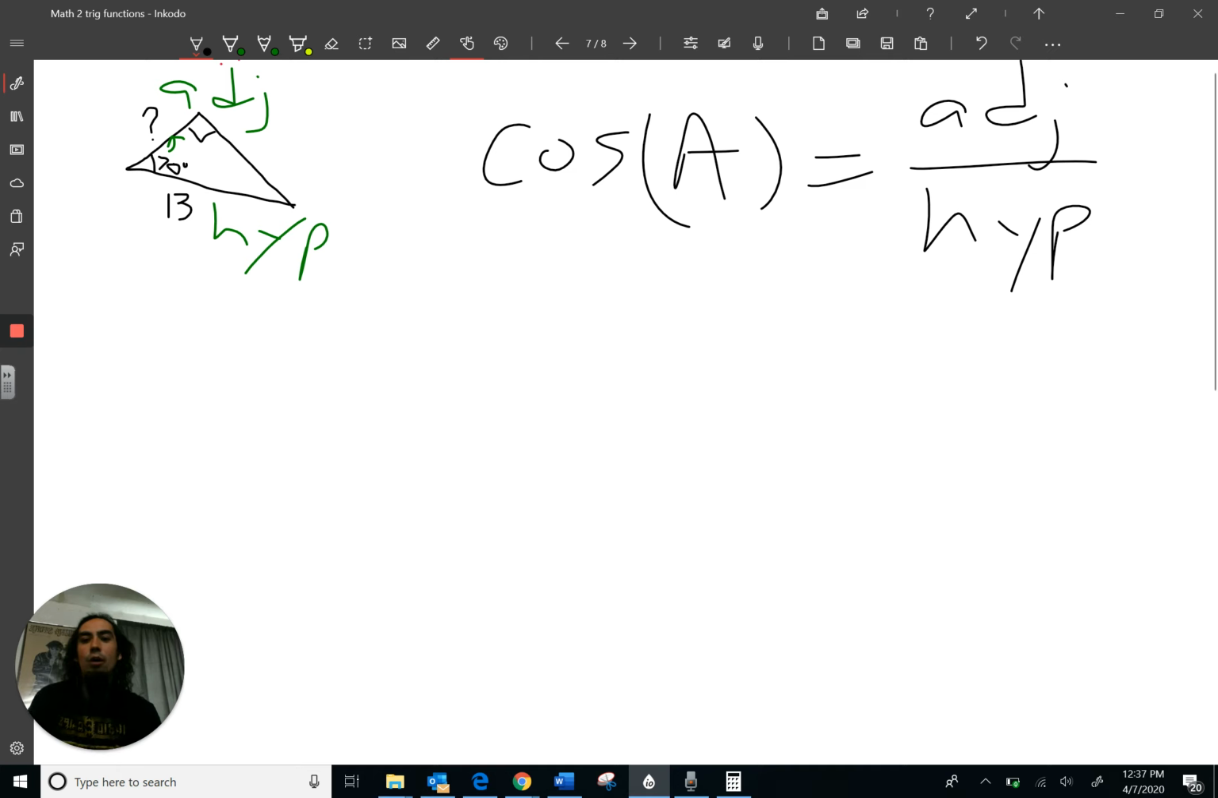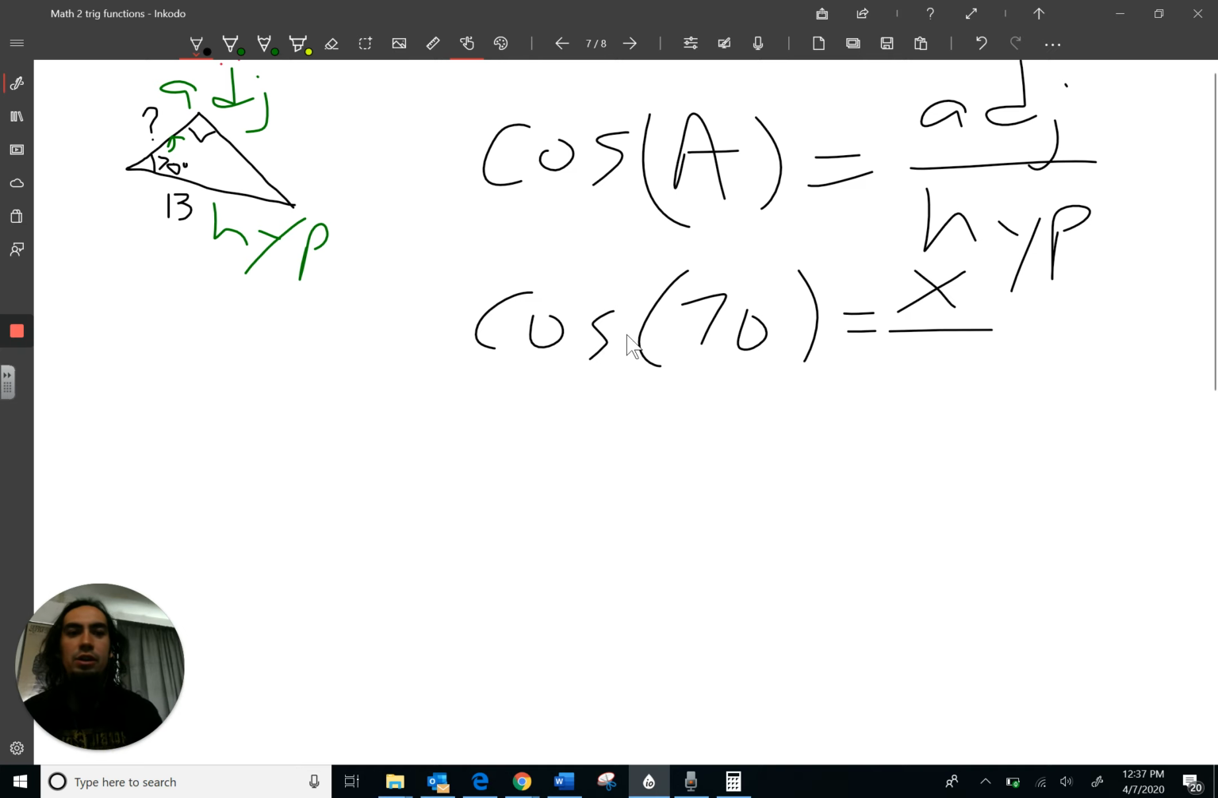All right, now we're looking just like the last example. We've got the trig function identified. Now we're going to fill in what we know. So we know that the angle is 70. So this is now cosine 70 equals what? Adjacent over hypotenuse. Do I know the adjacent? No. So variable. Do I know the hypotenuse? Yes, it's 13. Perfect. So I'm going to go ahead and put 13. So now I've substituted my values for what I know and what I don't know.